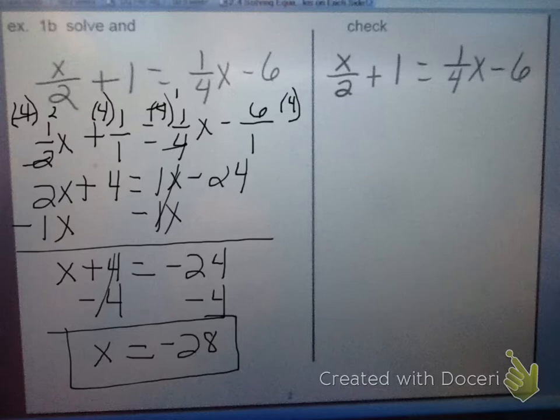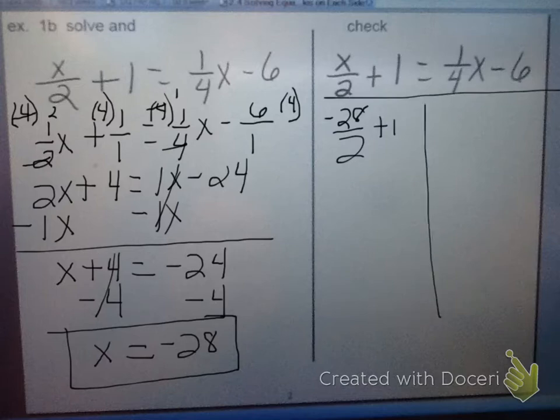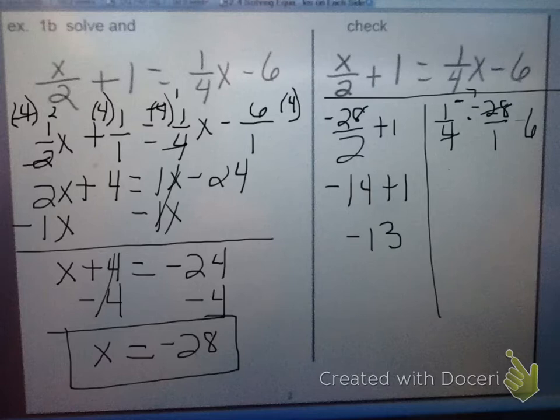To check this, negative 28 over 2 plus 1, I'll make my t-bar, 1/4 times a negative 28 over 1 minus 6. Negative 28 over 2, that's a negative 14 plus 1, which is negative 13. On the right side, I'm going to cross reduce. 4 goes into negative 28, negative 7. Negative 7 times 1 is a negative 7. Bring down the minus 6. Negative 7 and a negative 6 is a negative 13, so it checks.